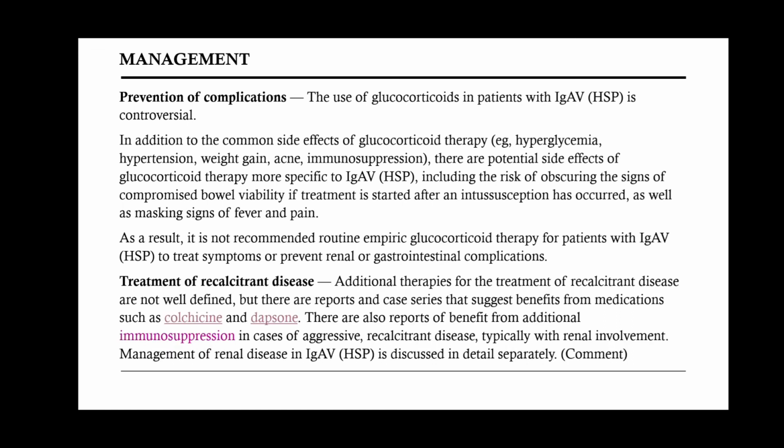Treatment of recalcitrant disease. Additional therapies for the treatment of recalcitrant disease are not well defined, but there are reports and case series that suggest benefits from medications such as colchicine and dapsone. There are also reports of benefits from additional immunosuppression in cases of aggressive recalcitrant disease, typically with renal involvement.